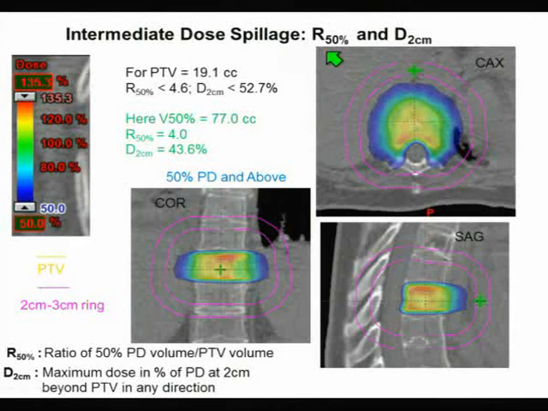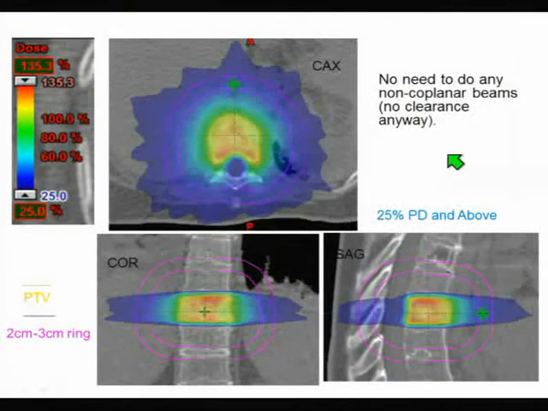So the intermediate dose bridge, the R50 and the D2CM. For this volume of 19.1 cc, according to the protocol, you should be able to reach R50 less than 4.6 and D2CM less than 52.7. What I got is R50 of 4 and D2CM of 43.6. You can see this is my PTV, and the magenta is the ring from 2 cm to 3 cm. So the V50 never touches the 2 cm ring. That also meets the criterion. And this is the dose cloud for 25%.